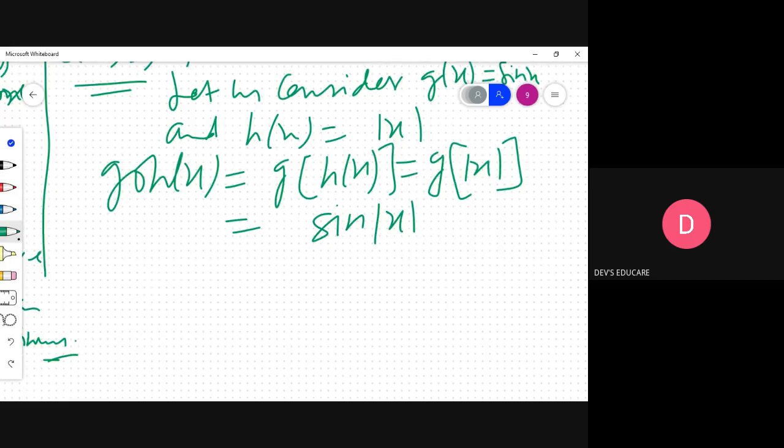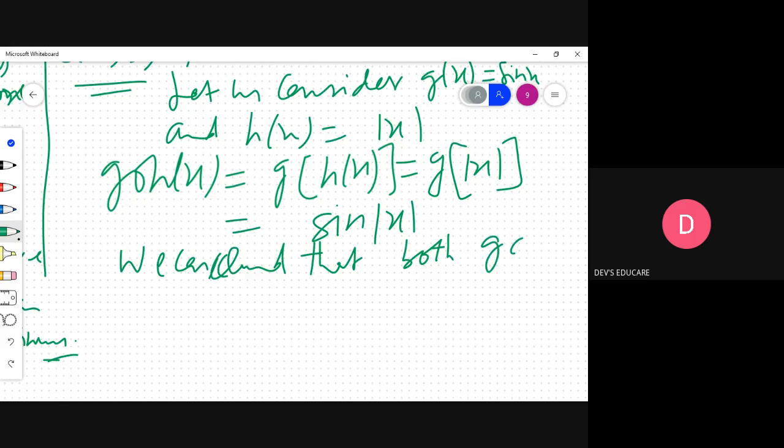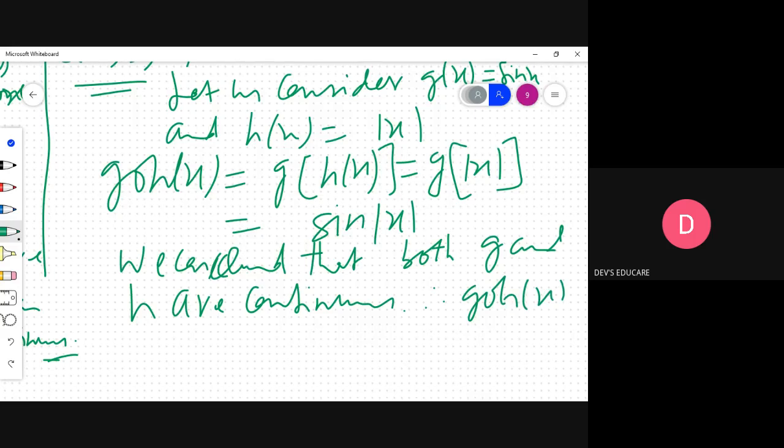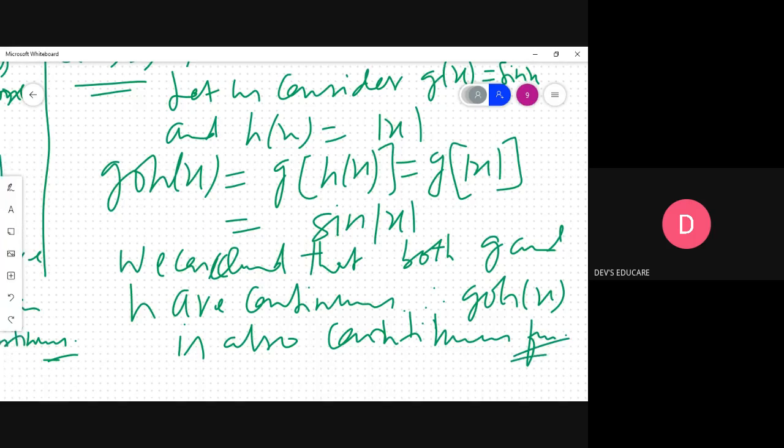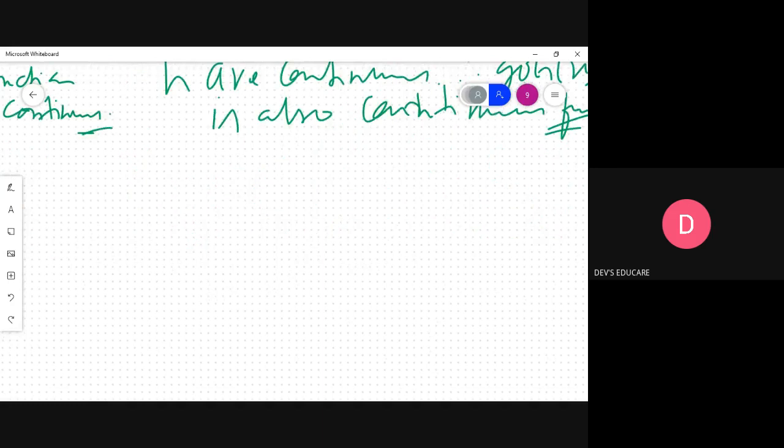So we conclude that both g and h are continuous. Therefore, g of h(x) is also a continuous function. Got it?